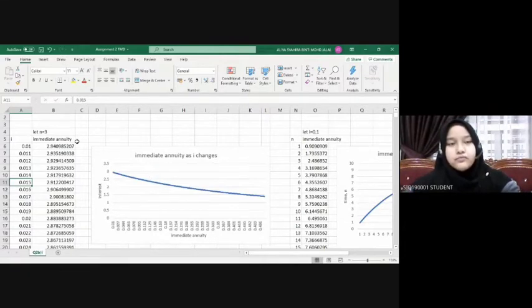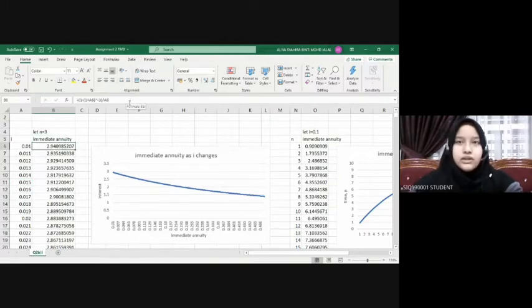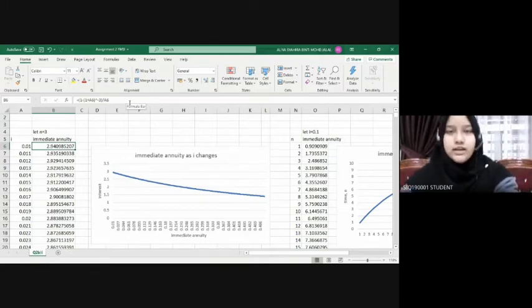And then for the immediate annuity, we fill in the formula for immediate annuity, which is 1 minus v to the power of n, divided by I.